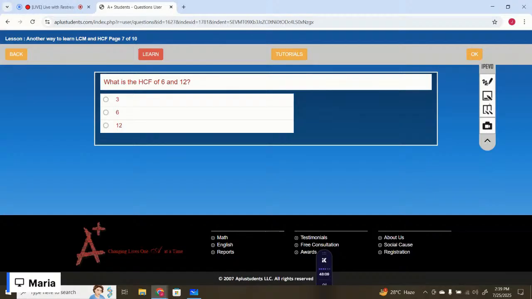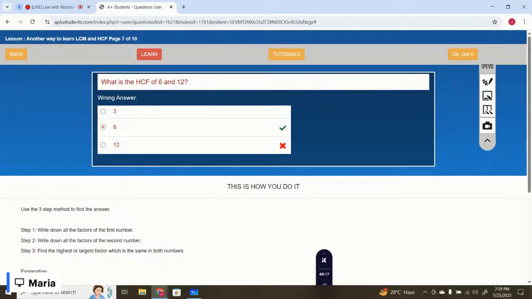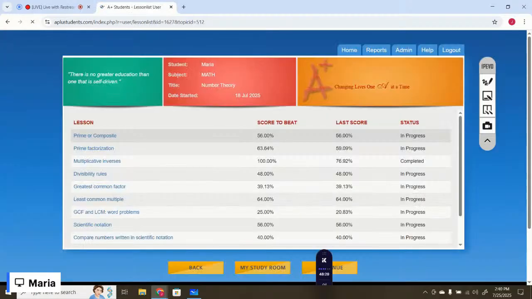What is the HCF of 6 and 12? 12 it is. Option number 3 is the correct option. Yes, 6 it is. Sorry. Okay, you can complete the lesson by yourself later today.